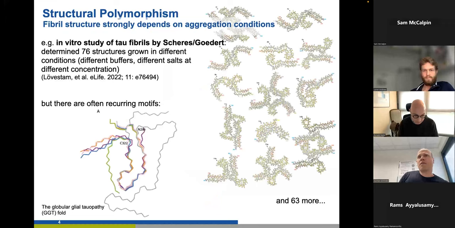This is really nicely shown, and I'm also using this example a lot. This is a really impressive paper by Scheres and Michel Goedert, where they scanned many different conditions under which they let the tau protein form fibrils, and they get a whole zoo of different structures. I think this shows very nicely how extreme this polymorphism can be for these amyloid fibrils. And this is probably true in a very similar way for many other amyloids like alpha-synuclein or A-beta, even though this screen has not really been done for the other ones. But we see already several different polymorphs for alpha-synuclein and A-beta, so I guess the story is very similar for these different proteins.